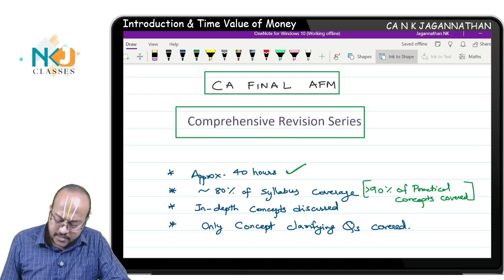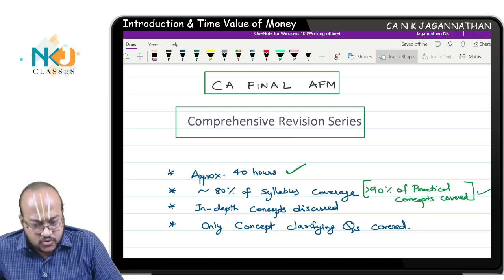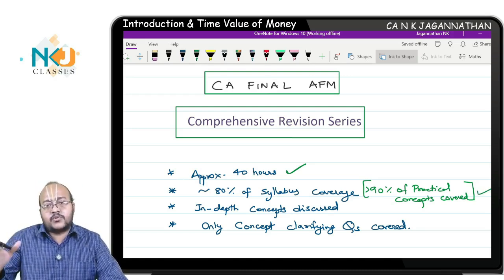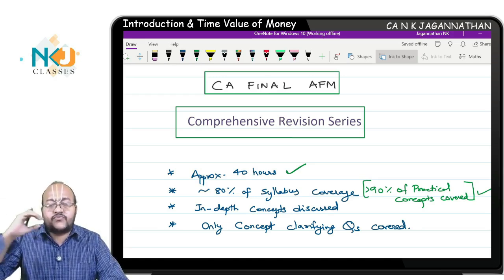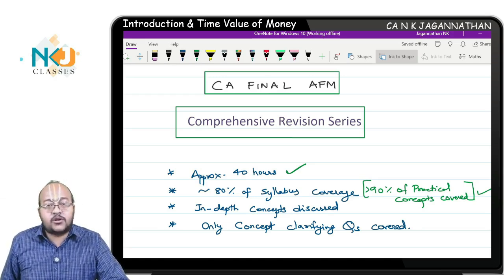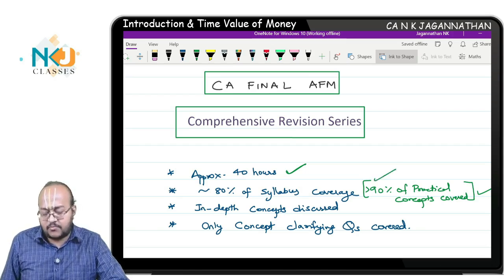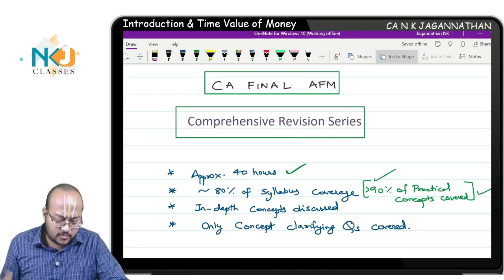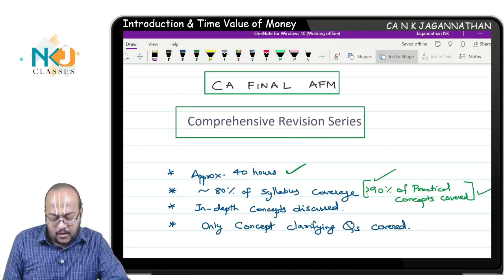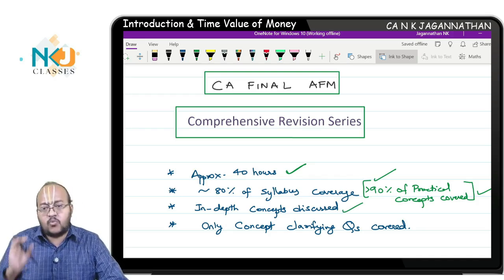In this batch 80% of the syllabus will get covered, most of it, because of the balance 20%, 15% of that will be theory topics, and more than 90% of the practical concepts will be covered in this segment itself. Then in-depth concepts will be discussed. More priority will be given to concept rather than question answers.